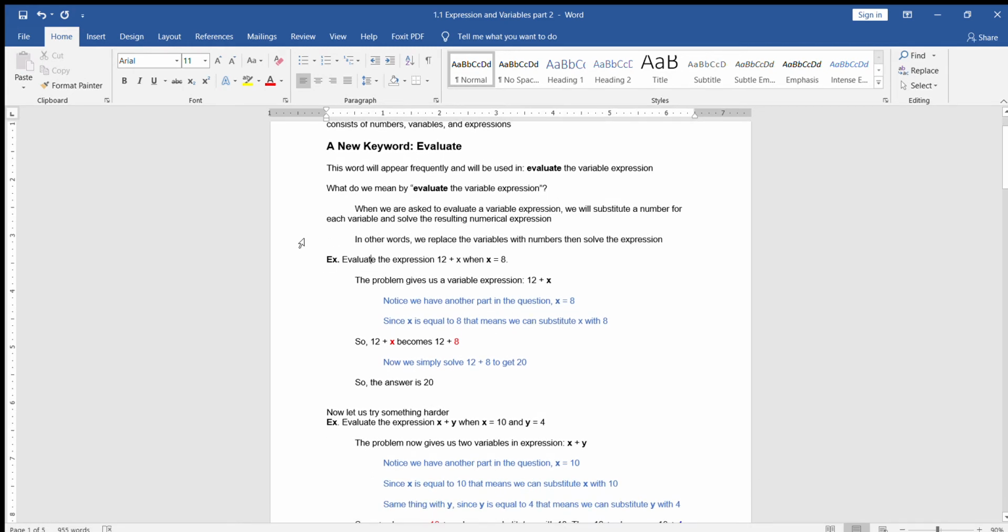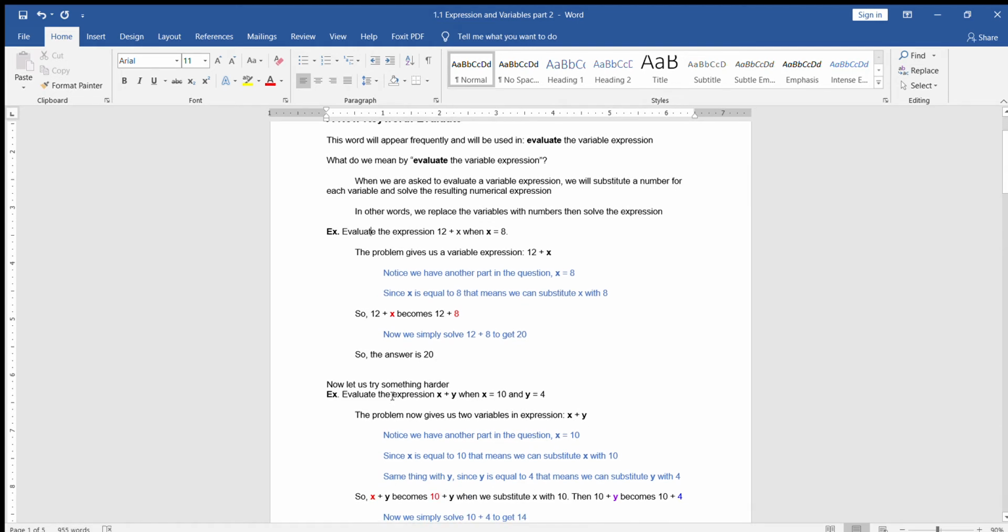The problem given to us is 12 plus x, right? We're going to substitute x with 8, since it says right here that x is equal to 8. That means we can substitute this x with this 8, and that's what we did right here. 12 plus x becomes 12 plus 8, and then we solve to get 20. Now that's a bit easy, right? You're just substituting variables with numbers and then solving it.